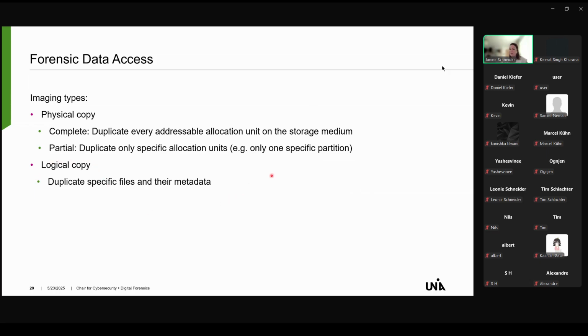For a logical copy, just to clarify the difference, you only copy the file and the metadata of the file. So you don't copy this hierarchy. So with logical copying, you cannot say where a file is located afterwards.